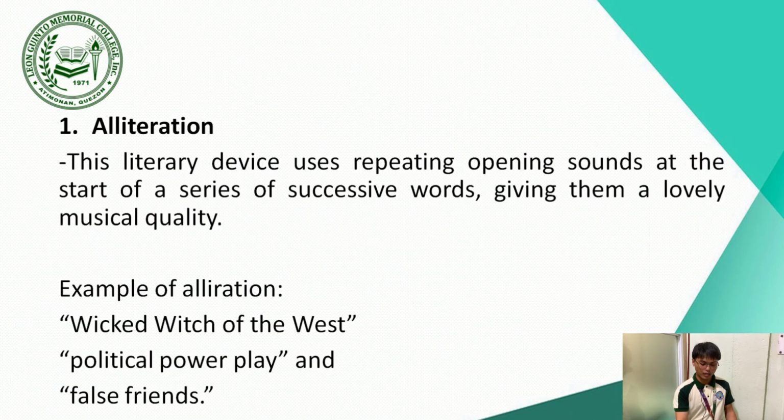The first one is alliteration. Harkening back to the days when poetry was mostly sung or read out loud, this literary device uses repeating opening sounds at the start of a series of successive words, giving them a lovely musical quality. An example of alliteration is the Wicked Witch of the West. Also, the political power play and the false friends.